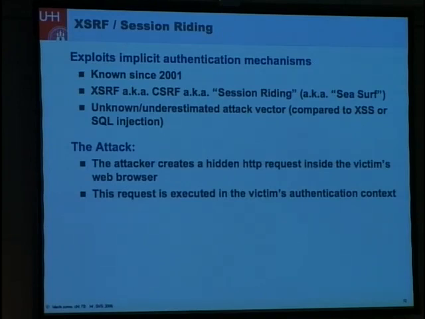The attack is totally simple, if you look at it. The attacker is somehow able to create a hidden HTTP request in the victim's browser. And if the victim has some authorization context with some web application that uses implicit authentication, this request is executed in this authentication context and is authorized.